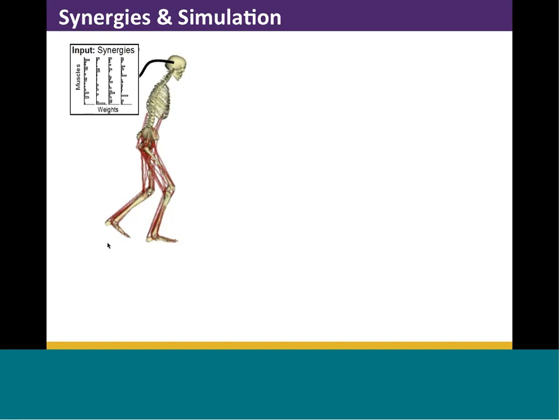So I'm going to start out with an example from another group where you might be asking yourself, well, can synergies even control movement? Perhaps you might say, if I give a system a set of 6 synergies, can that even control the complex dynamics required for walking or other activities?